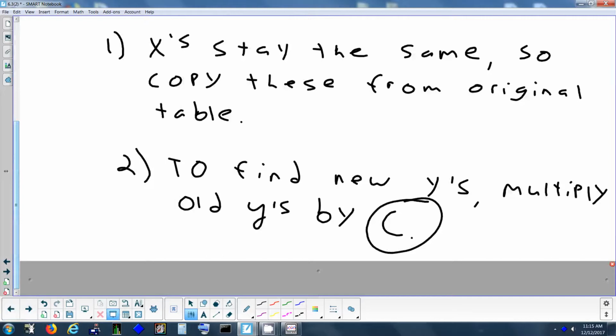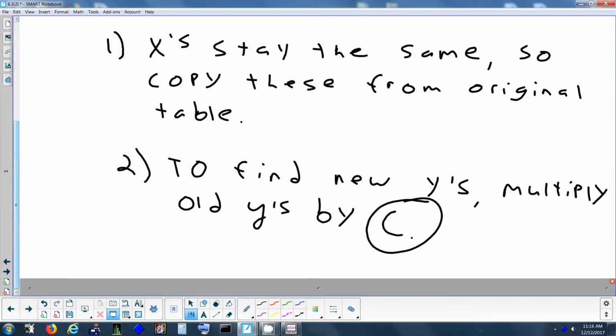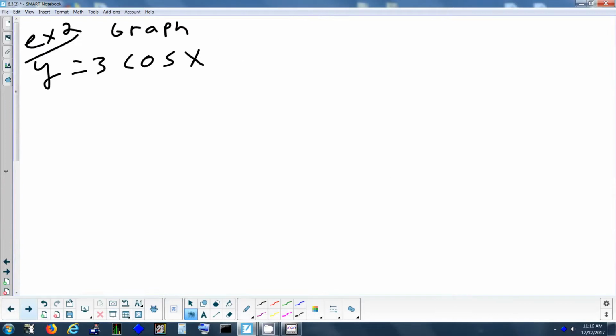Okay. So let's take a look at a couple examples. Okay, 3 cosine x. So first thing on the test is I'm not going to tell you what that is. You have to look at it and know which one of the 4.